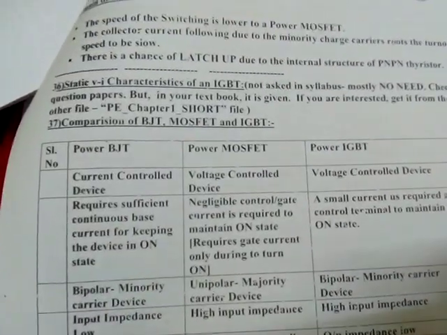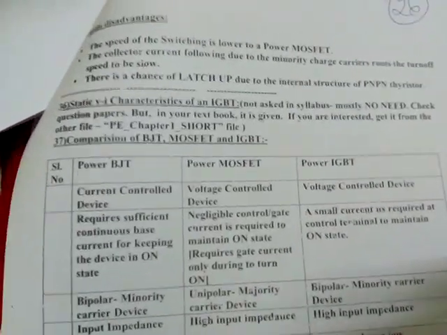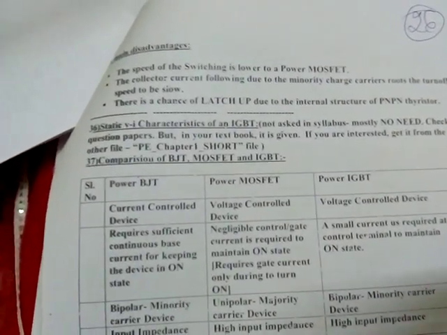Comparison of BJT, MOSFET and IGBT. It is important. Try to remember at least few points. So typical values are given here.